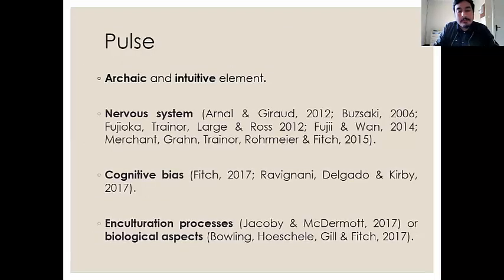The pulse is one of the most hierarchic and intuitive elements within the music of various cultures, especially within the rhythmic structure. There seems to be a consensus that human beings tend toward isochrony and regularity. Despite being an external element, the isochronous pulse seems to manifest itself naturally in humans due to its relationship with the nervous system. Some authors have speculated on a cognitive bias toward isochrony in music. This bias could be due to enculturation processes or biological aspects.